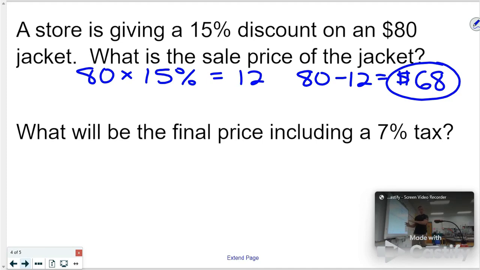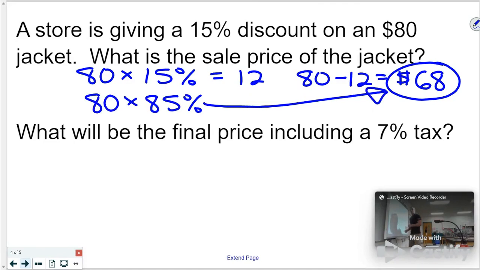Now there is a shortcut on this one as well, but this time we're not going to add the 15% to 100%. That would be if it's like a 15% tax. We can take 15% off of the 100% original price. So you're actually only paying for 85% of the original price of the jacket. So if you had done $80 times 85%, that would take you right to your sale price of $68.